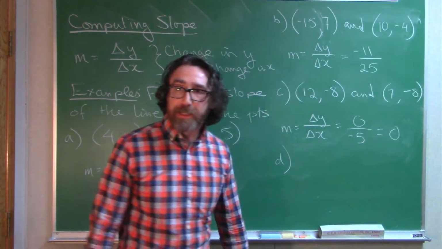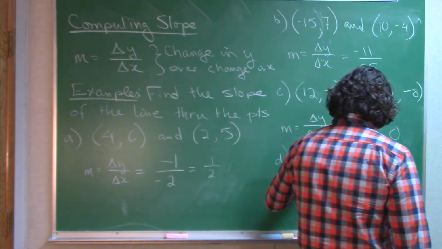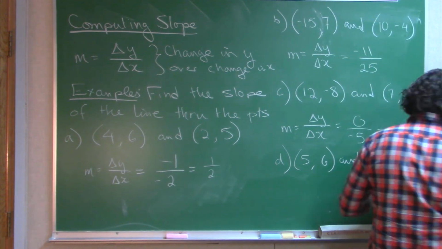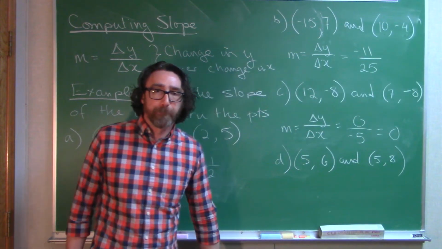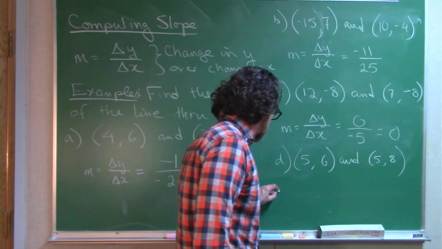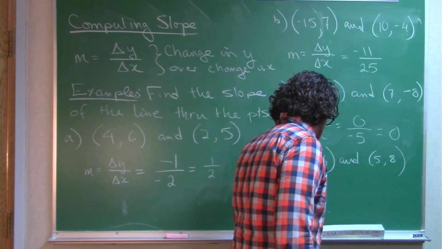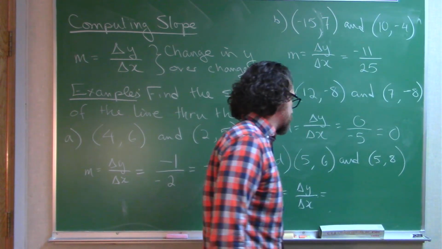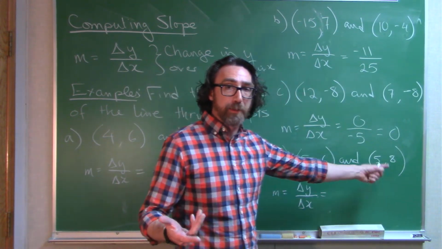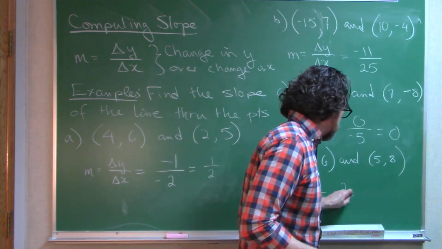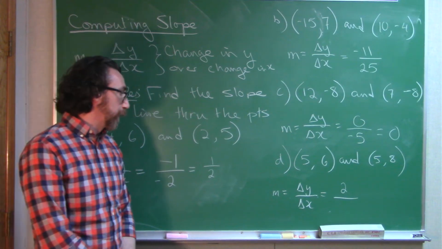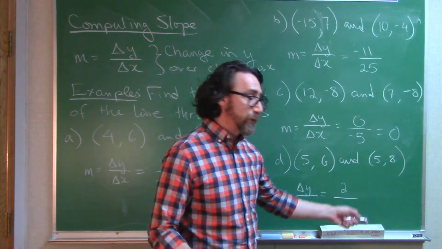Okay, let's do one more case. 5 comma 6 and 5 comma 8. Let's talk about the slope of the line joining these 2 points. Well, as always, we're going to look at change in y over change in x. What's happening to the y coordinates? Well, I start with a 6, I end up with an 8. Change of plus 2. What's happening to my x's? Well, start with a 5, end up with a 5. That's a change of 0.